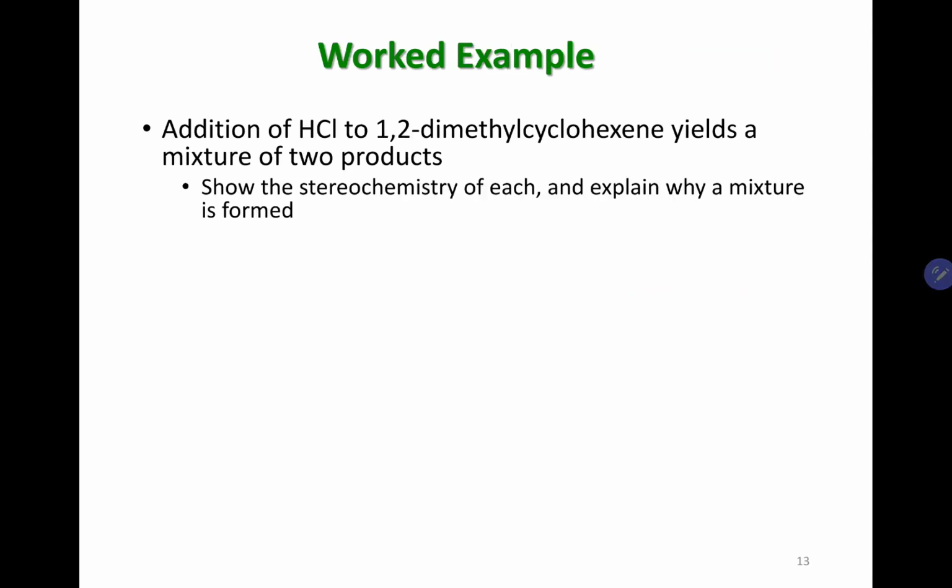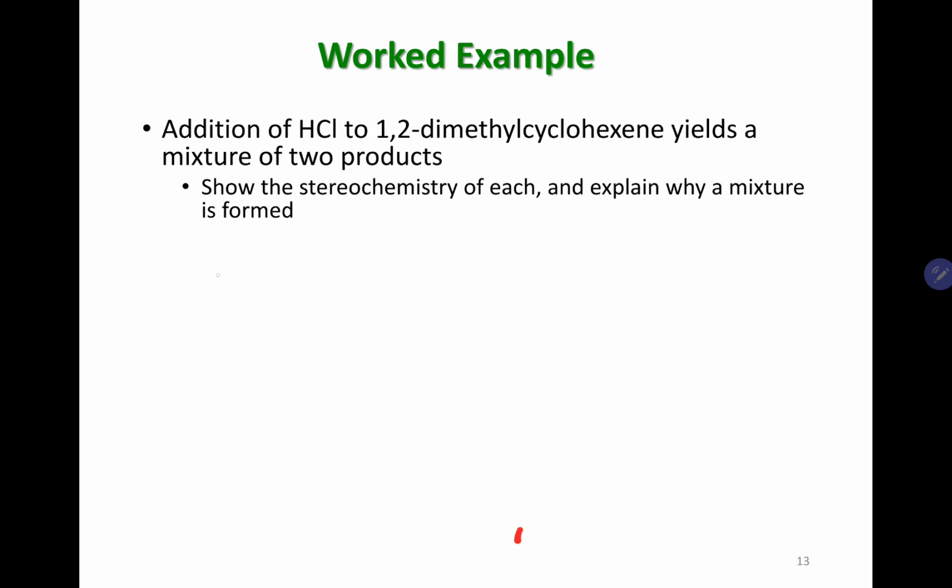All right, so let's talk about this worked example. If you are watching this video, I want you to pause the video now and see if you could do this worked example by yourself. So in this worked example, what we have is HCl reacting with 1,2-dimethyl cyclohexene. This is an electrophilic addition reaction between HCl and a cycloalkene.